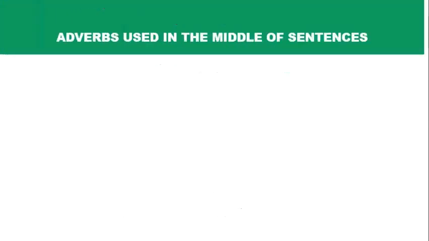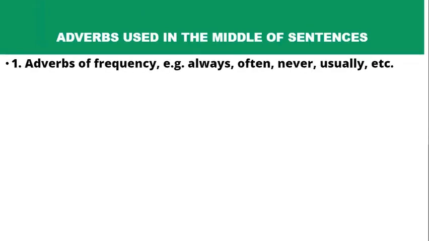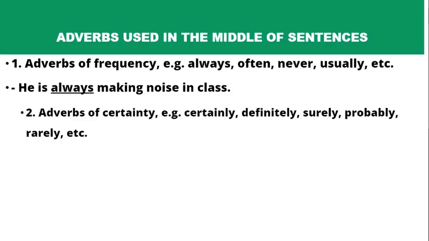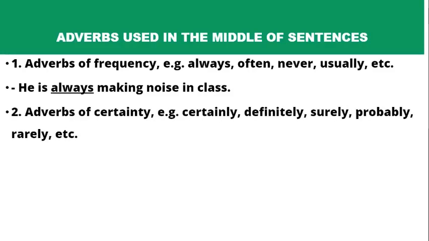Now, let's look at adverbs used in the middle of sentences, and such adverbs include adverbs of frequency, such as always, often, never, usually, etc. For example, he is always making a noise in class. You see, always comes in the middle of the sentence. He is always.